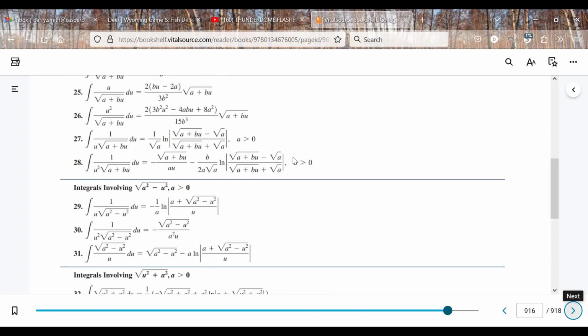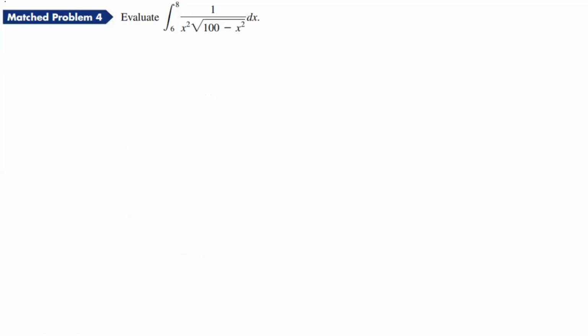So let's go back to our PowerPoint. And so what do we know? Well, the only thing we know is that a is equal to 10, because this is 10 squared minus x squared, and that was the form it was, so that's going to be a. So now we just have to simplify. That's going to be minus the square root of a squared, so it's 100, minus u squared, so it's x squared, over 100 times x.